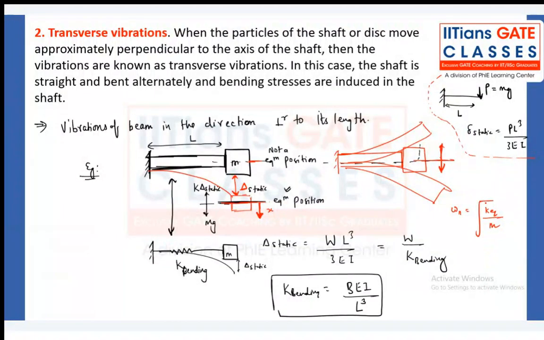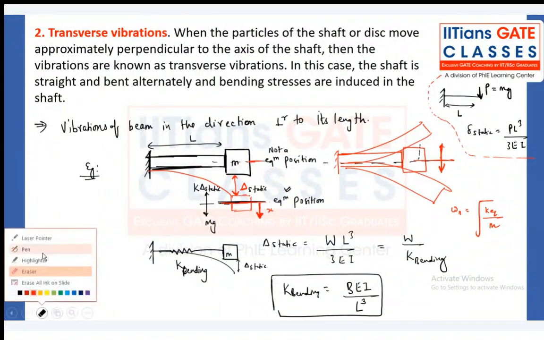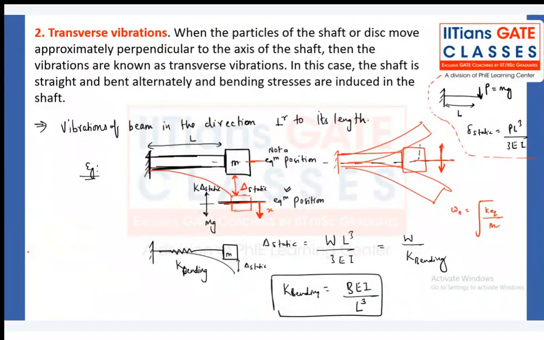Now, what is the meaning of transverse vibration? When the particle of the shaft is doing motion perpendicular, see that this is a mass which is oscillating like this, perpendicular to the axis of the shaft. That type of vibration will be called transverse vibration.